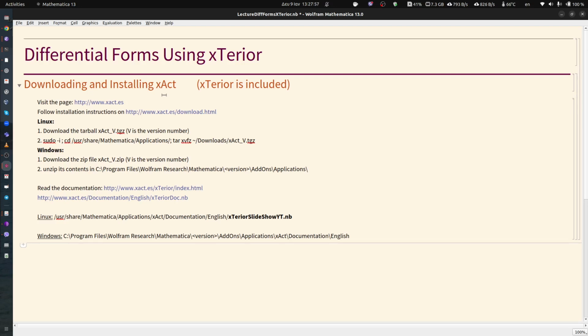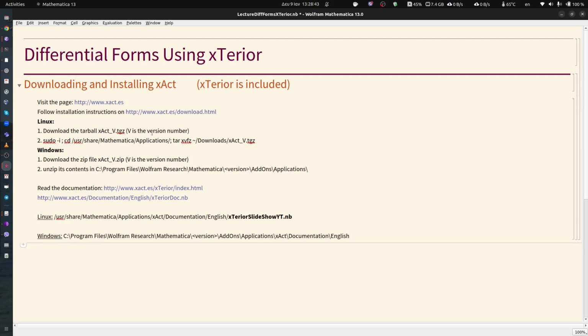It is maintained by hundreds and tested by hundreds of researchers, and it has a long history and a very good reputation. So xTerior is a sub-package of xAct, and in order to use it, the first thing you have to do is to install xAct, and you will find xTerior included in the installation. So you should visit the page of xAct and download the appropriate tarball for Linux or zip-archive for Windows, and there's also one for Mac.